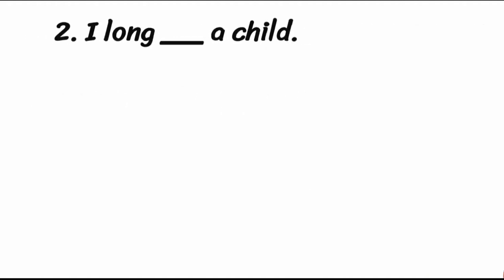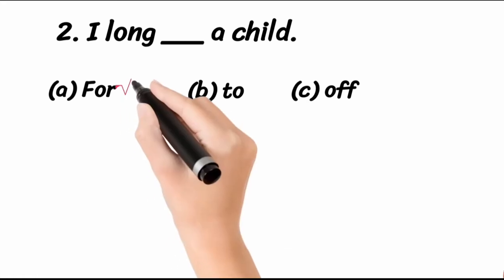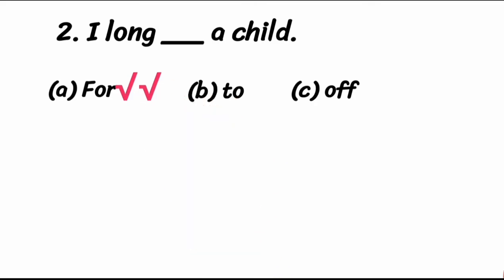Second is, I long dash a child. Option A for, option B to, option C of. Long means to wish or to have desire for. किसी चीज़ की आरजू होना या फिर किसी चीज़ को हासिल करने की तमन्ना होना. So long here takes the preposition for. Option A is correct. I long for a child. मुझे बच्चे की ज़रूरत है या मुझे बच्चे की तमन्ना है.